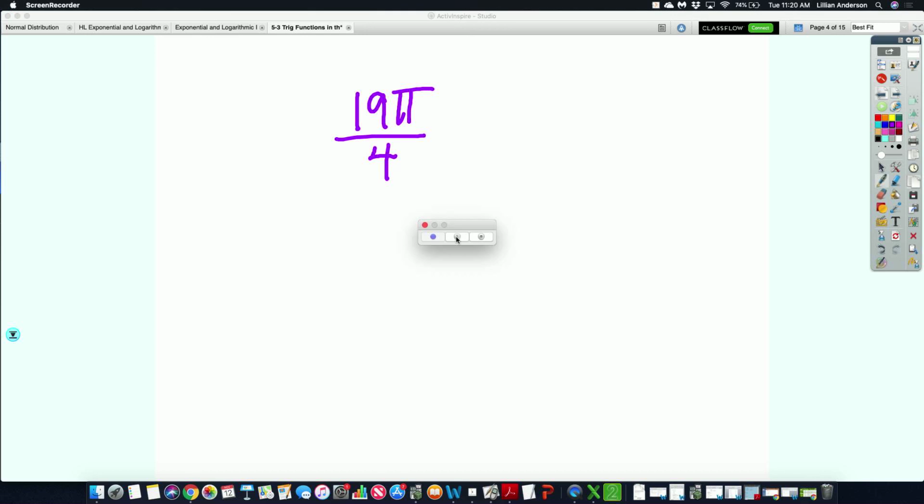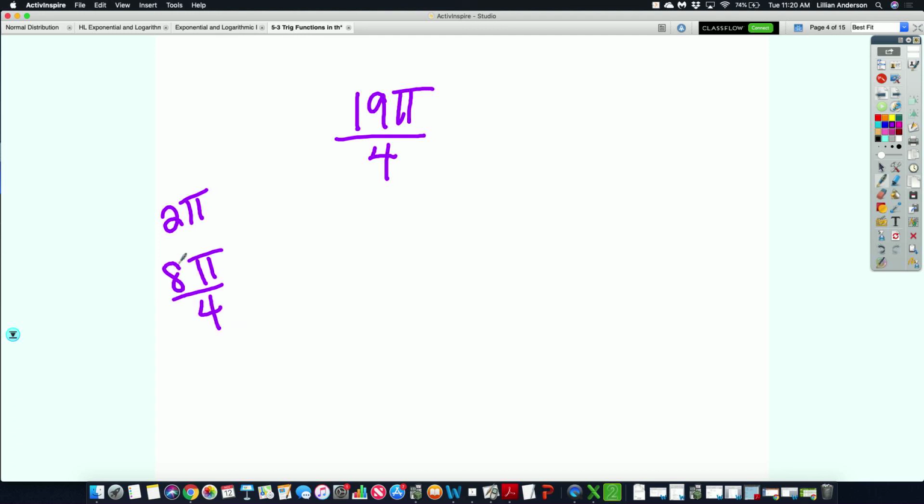So if I give you 19 pi over 4, and I ask you to sketch this angle and find a reference angle for it, you have to ask yourself, is this bigger than 2 pi? Yes, it is, because with a common denominator of 4, 2 pi is 8 pi over 4. 19 pi over 4 is bigger. So I already know I'm going around one time for sure.